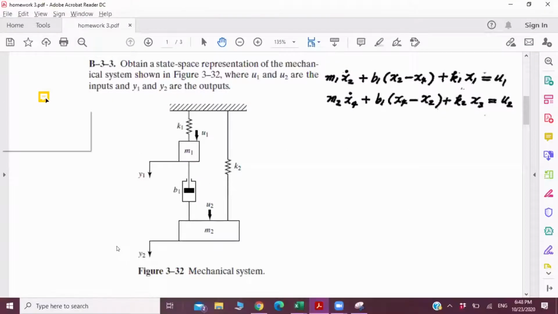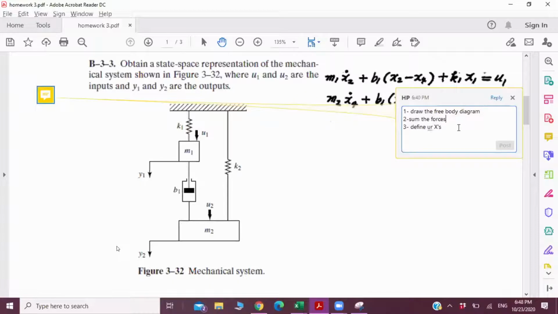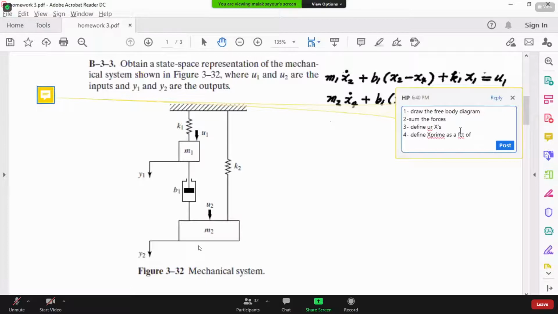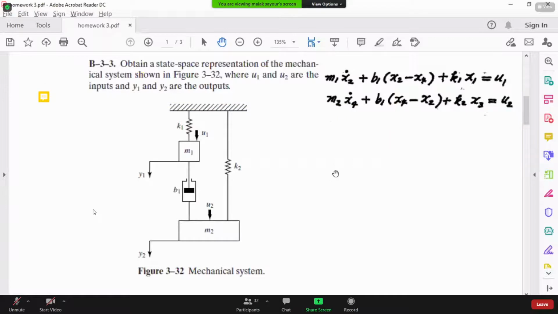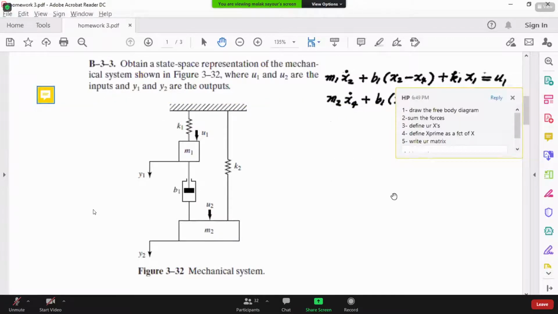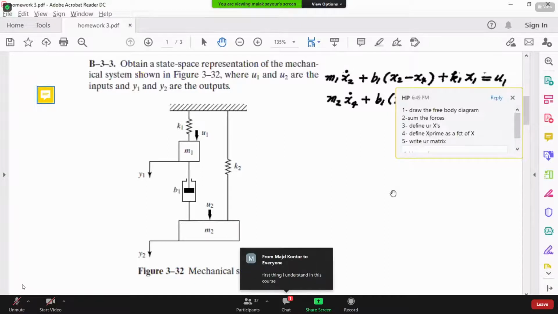So it's always like that. The first step is to draw the free body diagram. The second step is to sum the forces. Three is to define your x's. Four is to define x prime as a function of the x that you just defined. And five is you have to write your matrix. Okay? Do we have any question on this problem before I continue?